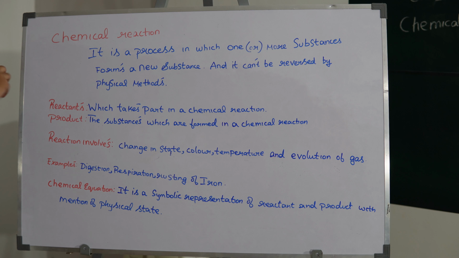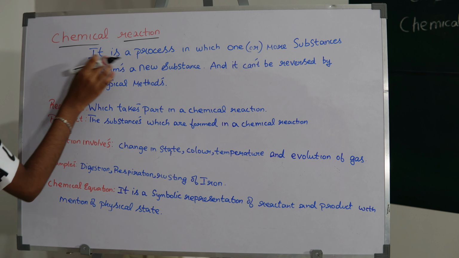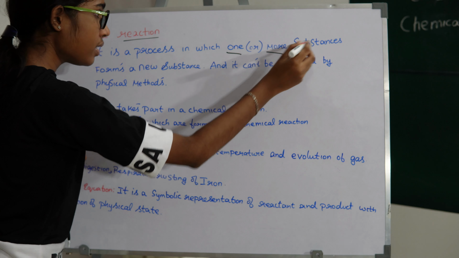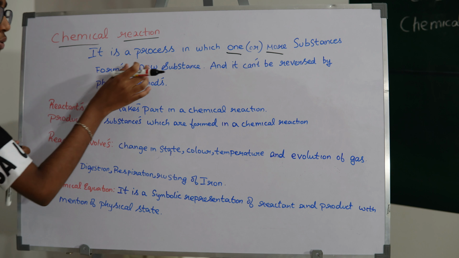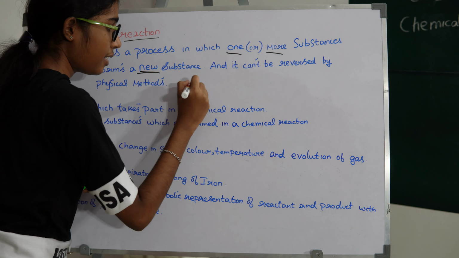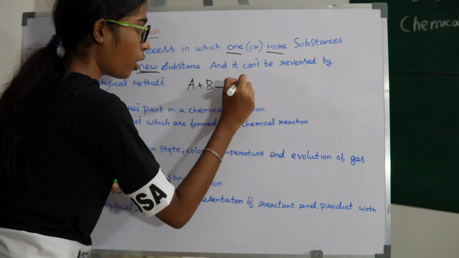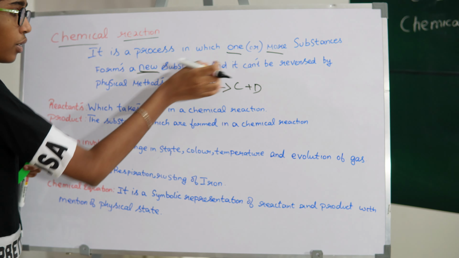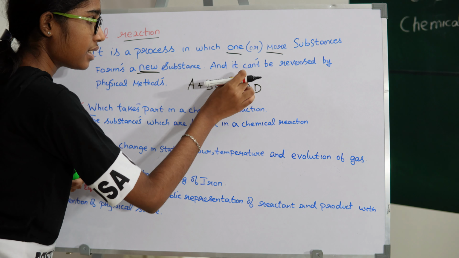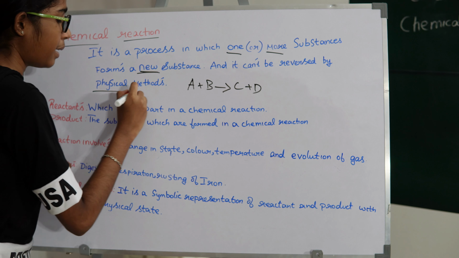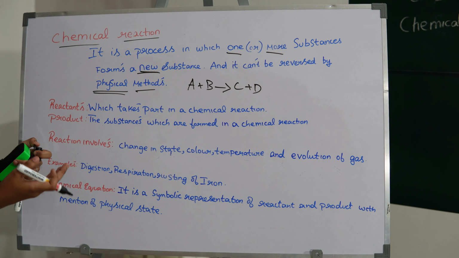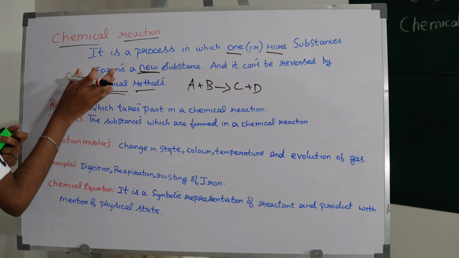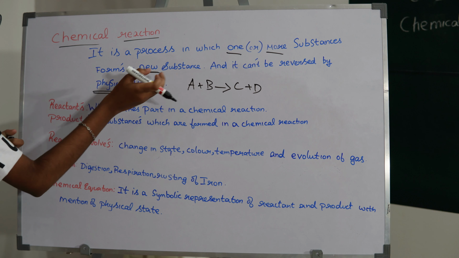So first is what is a chemical reaction? A chemical reaction is a process in which one or more substances form a new substance. For example, let's take A and B. It will form C and D. One or more substances are forming a new substance, and it cannot be reversed by physical methods, not chemical methods, physical methods such as centrifugation, evaporation, condensation, melting, boiling. All these things are physical methods, and it cannot be reversed by physical methods.